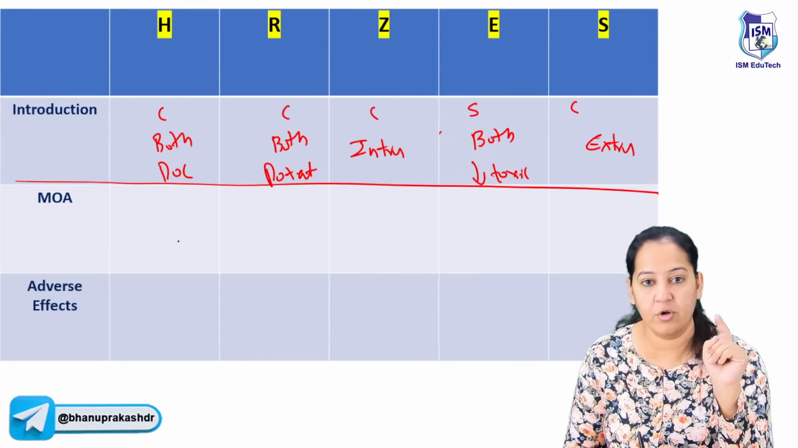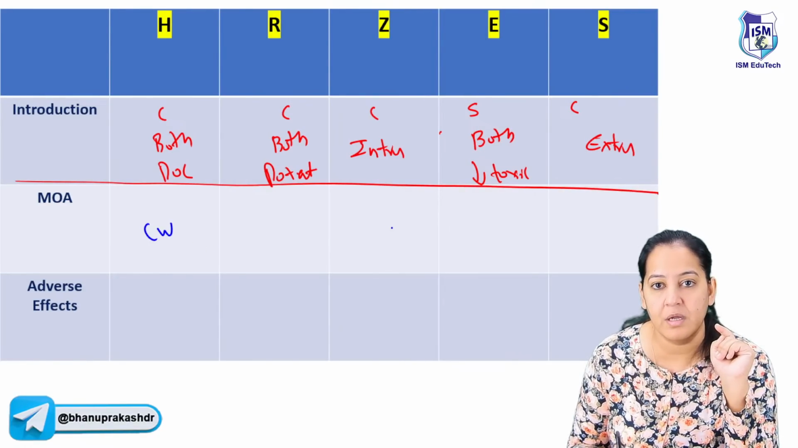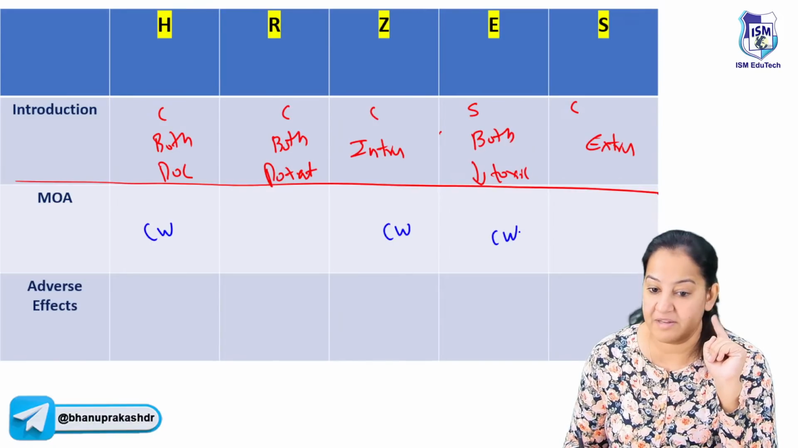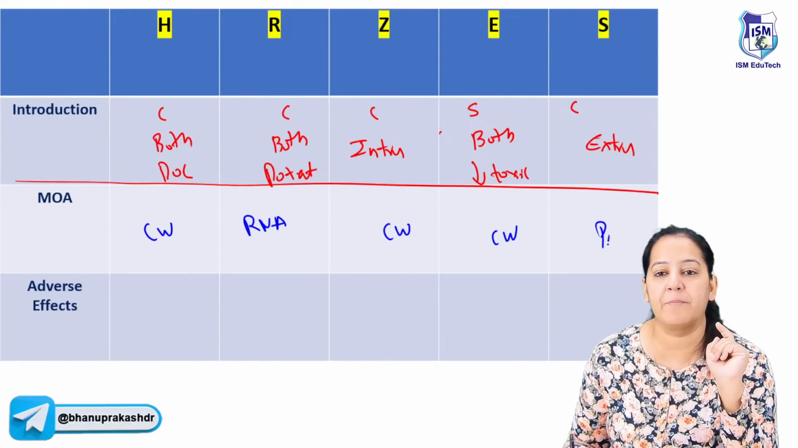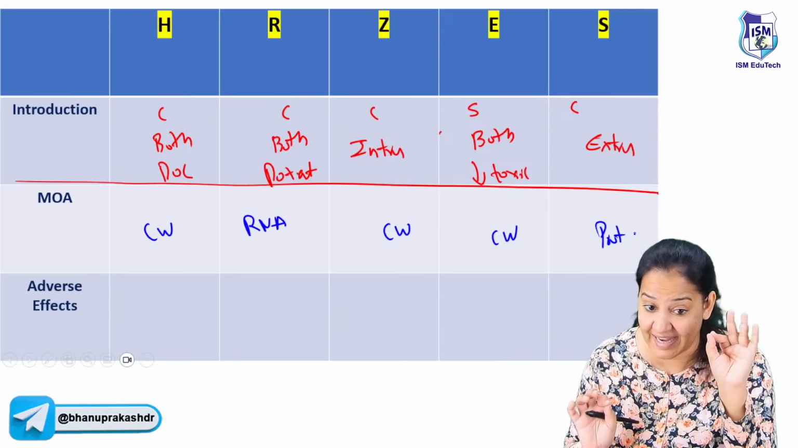Mechanism of action, you already know. This one inhibits cell wall. This one also inhibits cell wall. This one also inhibits cell wall by inhibiting a different enzyme. This one inhibits RNA synthesis. And this one inhibits protein synthesis. So you have to learn the exact enzymes also.